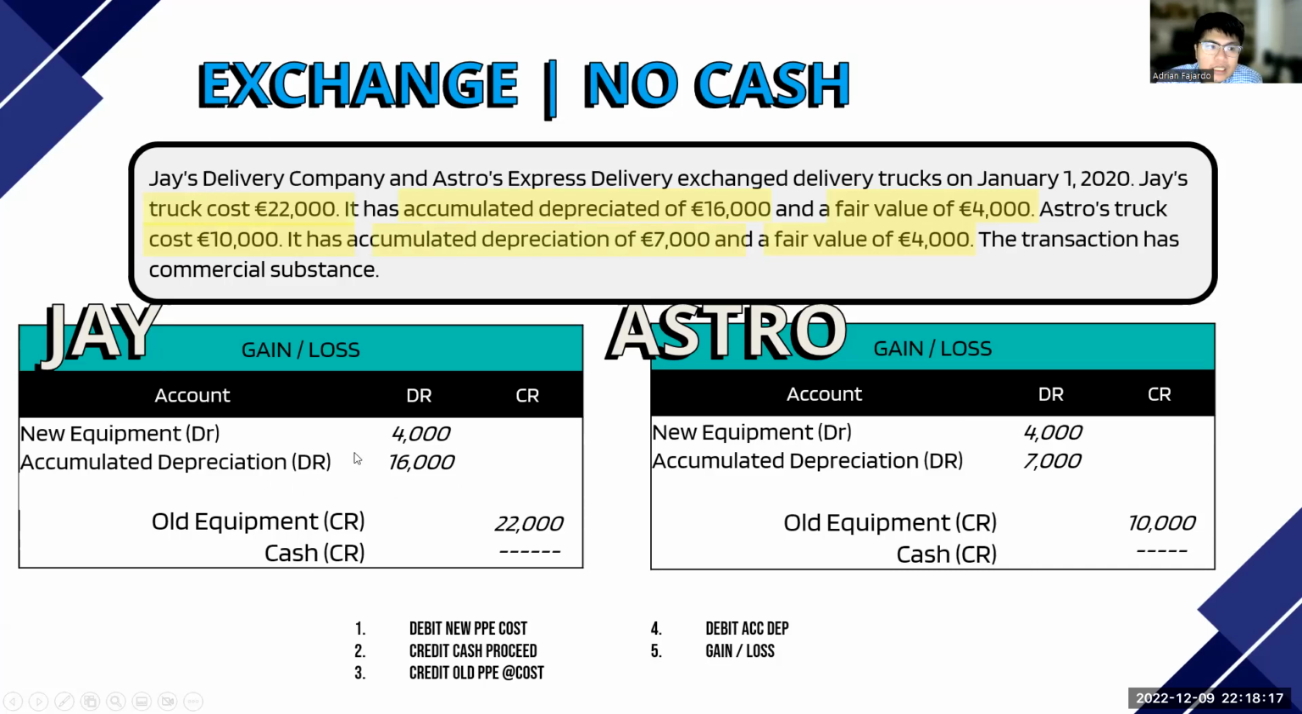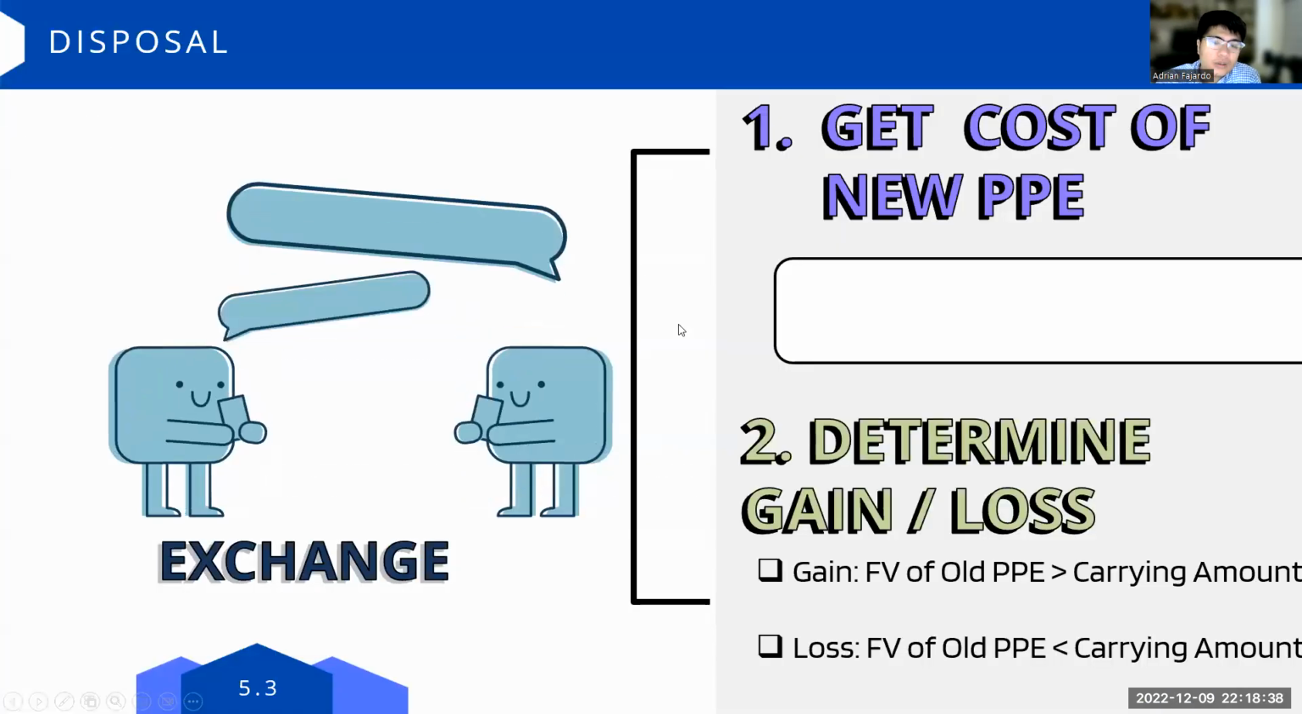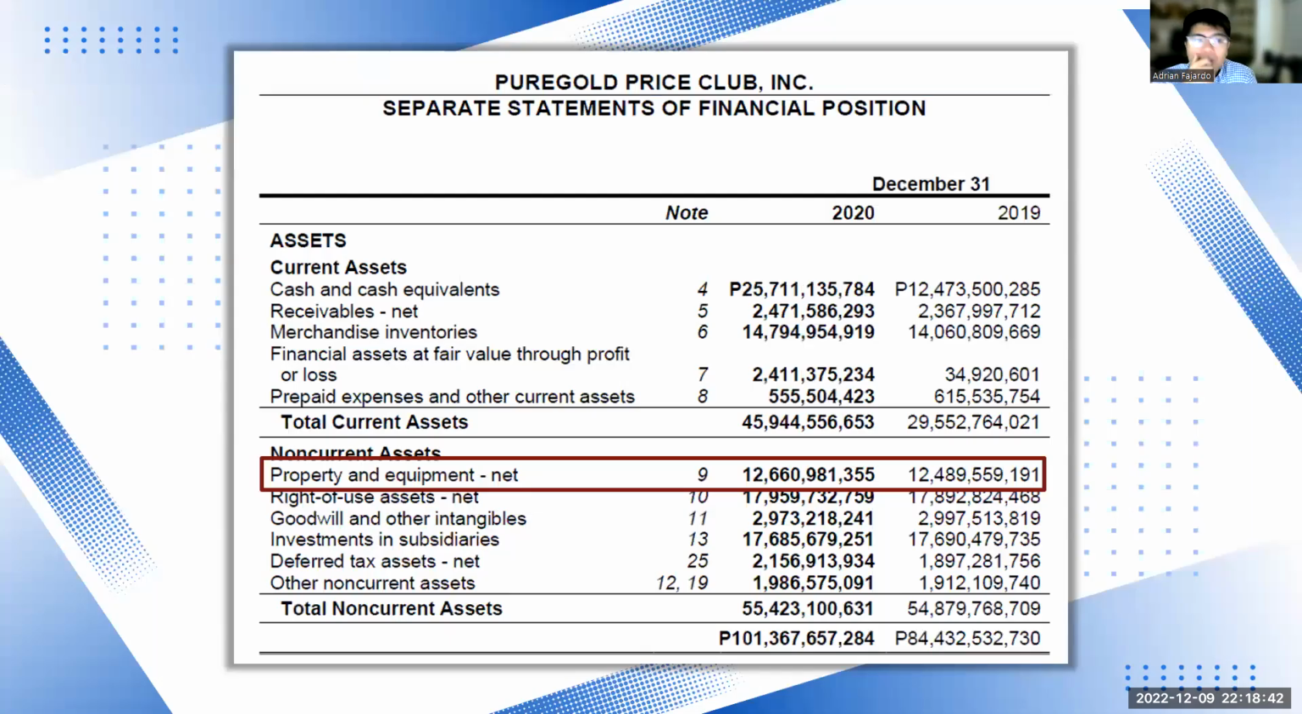Kay J, there is a missing debit of 2,000. Dahil debit siya, that's a loss on disposal. Dahil debit, that's an expense. Si Astro, there's a missing credit of 1,000. Dahil credit siya, it's a revenue. Therefore, that's a gain on disposal. So actually, we're done na rin with exchange. And then by doing that, we're able to present it now into our financial statements at net of PPE.